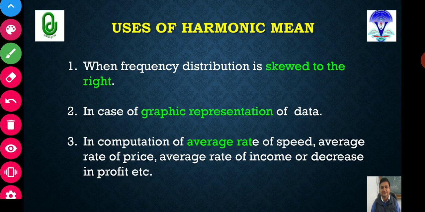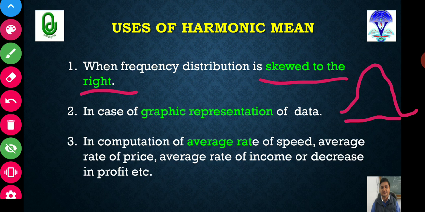Now, what are the uses of harmonic mean? Similar to what we have seen in geometric mean, the harmonic mean also has some specific uses. It is used when the frequency distribution is skewed to the right. This is a bit early for you to understand, because we have not studied the distribution of data. This is the shape of a normal distribution of data. Any data, particularly natural data, will be normally distributed. But when data is skewed to the right, that is more number of observations, which you will study in later classes, then we have to use the harmonic mean.